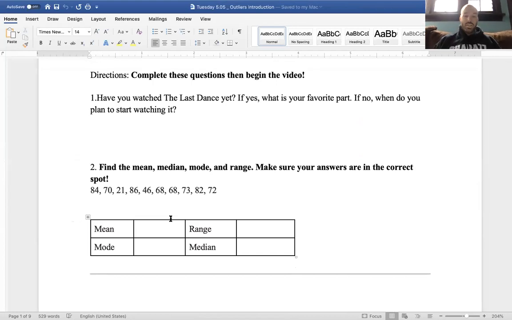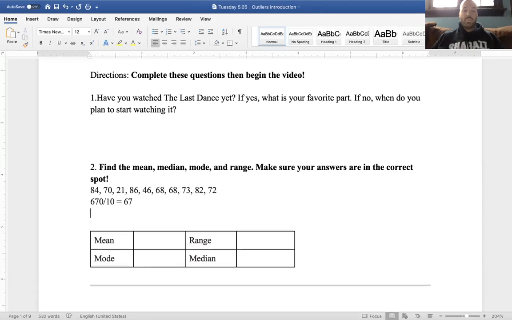Okay, this PDN is actually the most work that you're going to do today. Everything else is going to be a little bit easier and a little bit more creative. Okay, to find the mean, I always like to start with the mean, add them all up. When you added them up, you got 670. There are 10 numbers altogether, so you divide by 10, gives you a mean of 67.